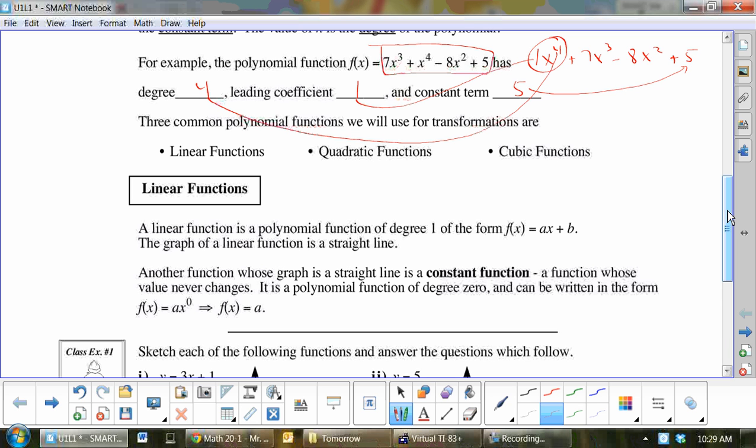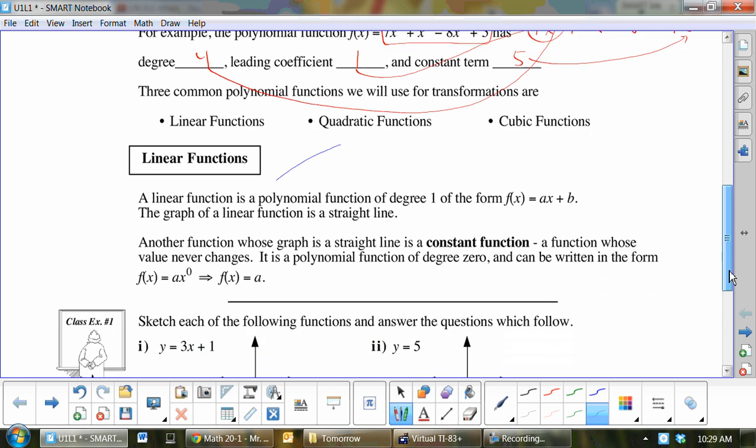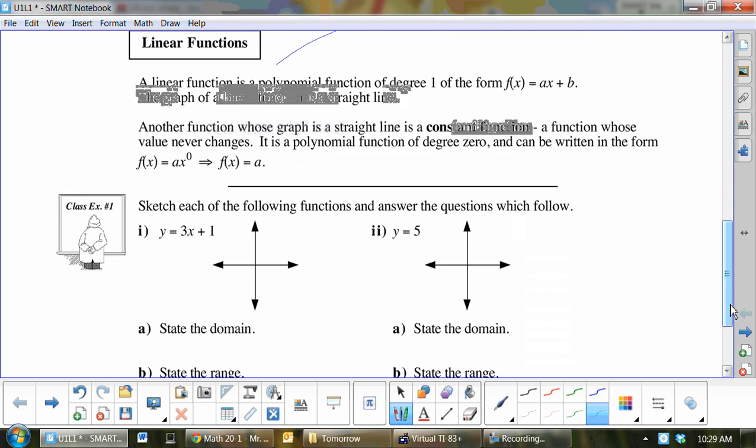Now, we're going to talk about a bunch of functions. Now, the first term is called a linear function, because a linear function creates what type of thing on a graph? A line. Okay? Now, obviously, that's not the most creative name in the world, because it gives away what it is. A linear function creates a line.